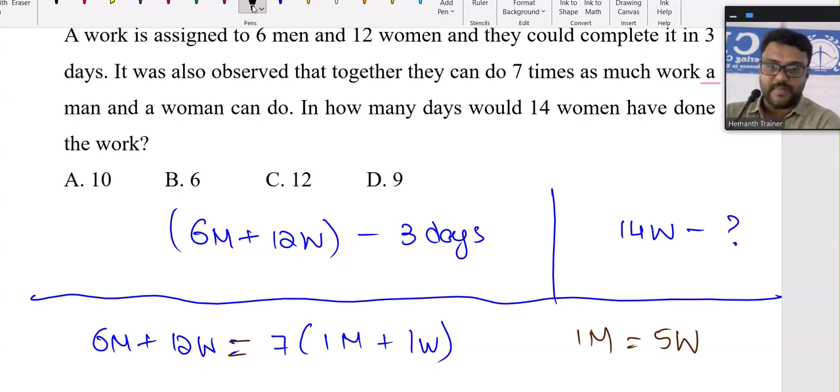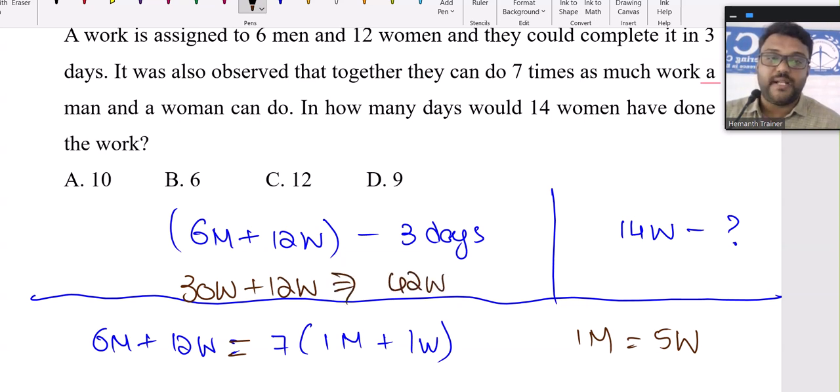Check that, yes, 1 man. You see that equation? Is it correct or not? Please let me know. Now what you can do, in the question 6 men plus 2 women can do it in... 1 man is 5 women, so if we substitute, 30 women plus 2 women, which is nothing but 32 women, can do it in 3 days.